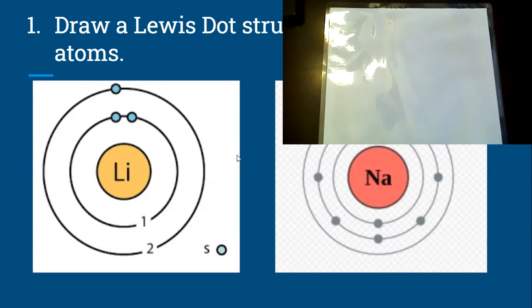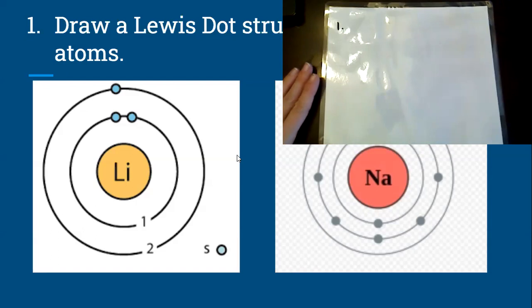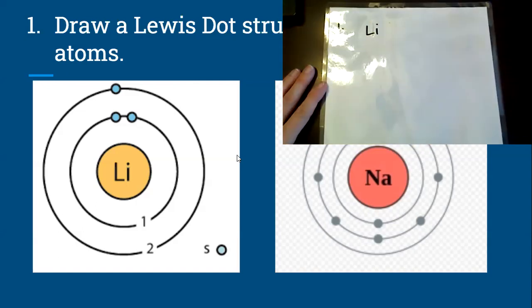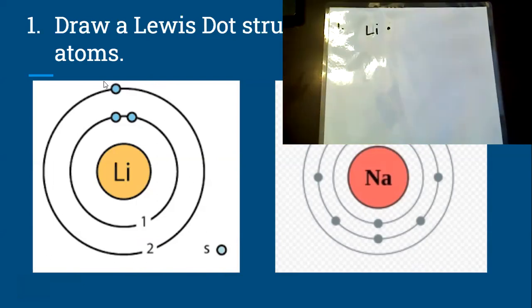So the next one is lithium. If you're doing this assignment, I would like you to number it 1 to 8. And for each number, you're gonna draw 2 Lewis dot structures. So for number 1, the first atom is lithium. I'm gonna write the symbol for lithium on my paper. And then I'm gonna count the number of valence electrons. Lithium has only 1 valence electron. So I draw 1 dot next to lithium.